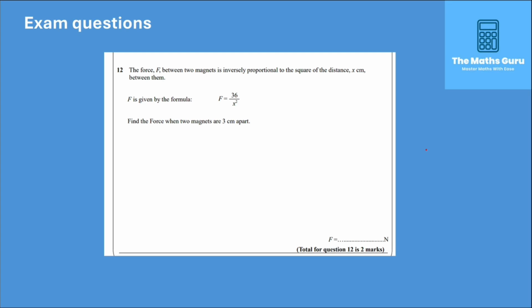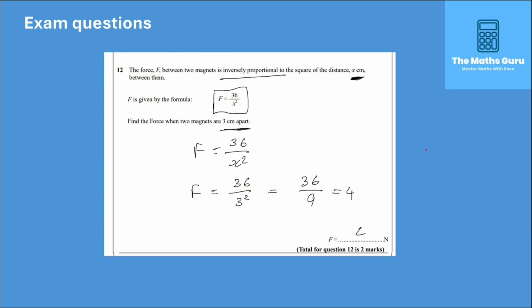So they've already given us the formula and told us it's inversely proportional, so we don't need to do the first step that we did in previous questions. We can straight away say F is equal to 36 over x squared, and we know our x here to be our 3 centimeters because they tell us here. We can just plug in our value straight away, 36 over 3 squared, which is 36 over 9, which is equal to 4 newtons.